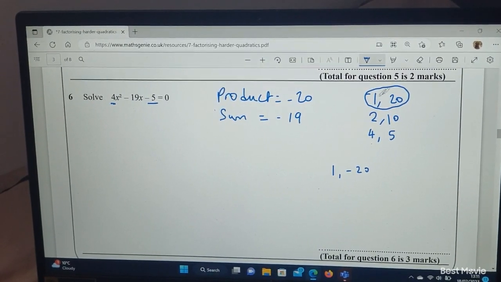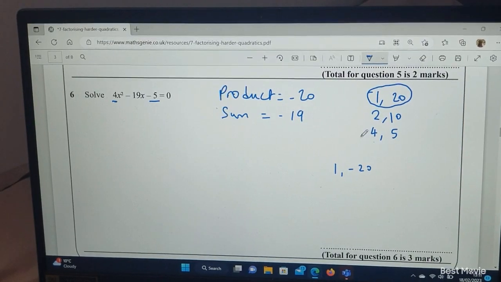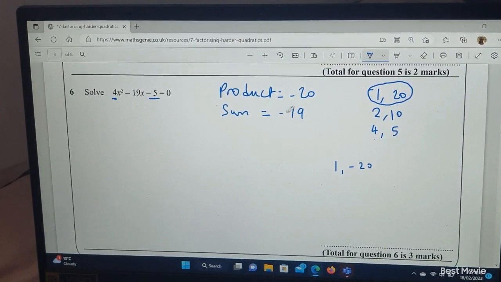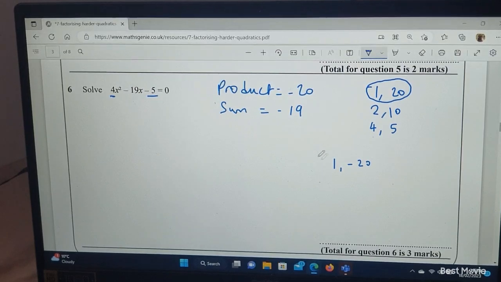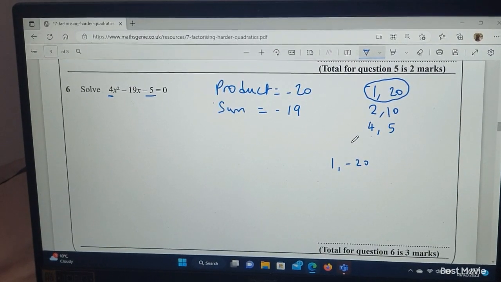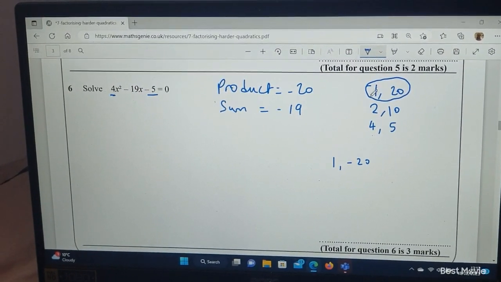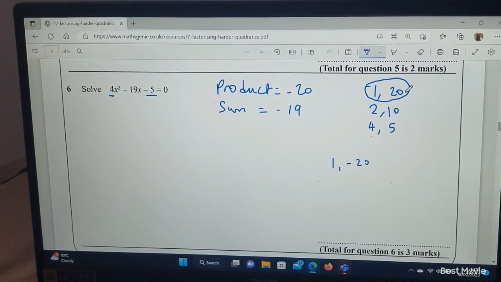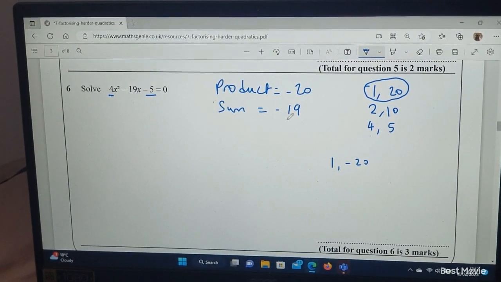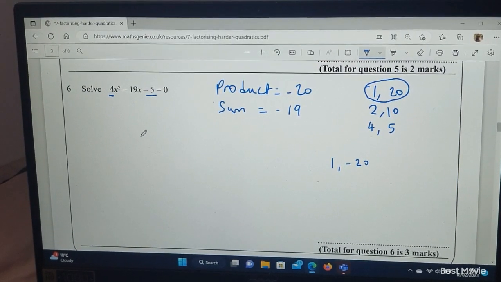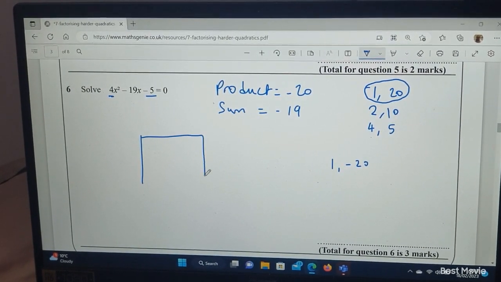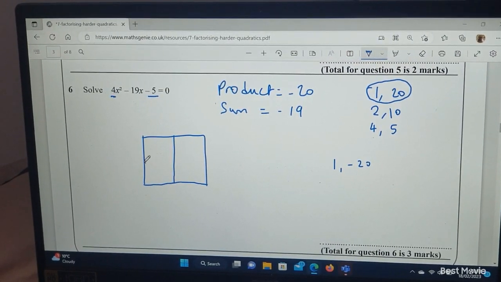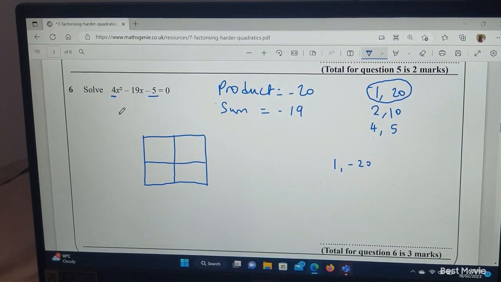So although the numbers that I chose here were both positive, one of them has to be negative for me to get a product of minus 20. So 1 times minus 20 is minus 20. If I chose just 1 and 20, that's not going to get me a product of minus 20, and if I add these two, it will actually get me 21. However, 1 take away 20 is minus 19. So the negative values are a little bit trickier, but you need to be really confident with your adding and taking away negative numbers and multiplying negative numbers as well.